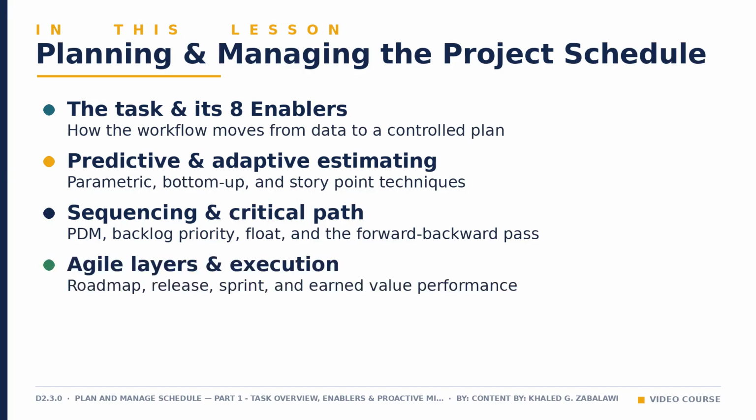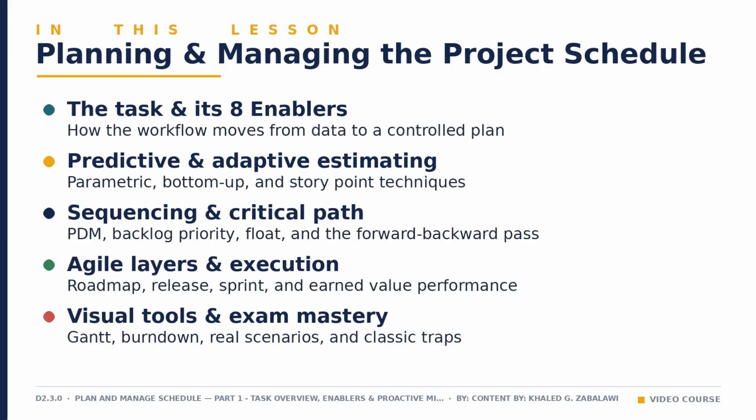You will see the 3-tier agile scheduling model, roadmap, release, and sprint, worked through one real example, then learn how schedule variance and the schedule performance index measure progress. Finally, you will cover the remaining visualization tools, apply everything to realistic scenarios across predictive, agile, and hybrid projects, and close with the exam traps that catch candidates off guard.